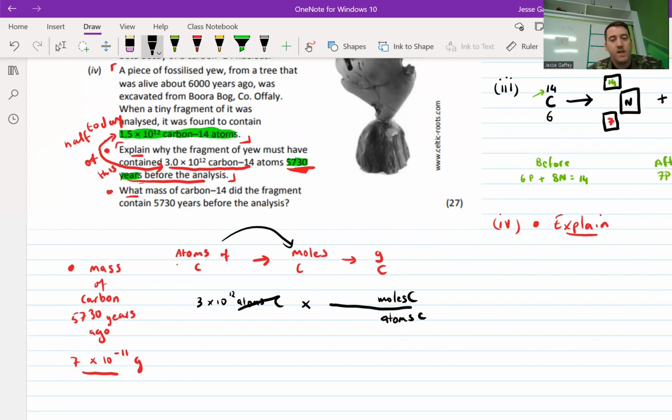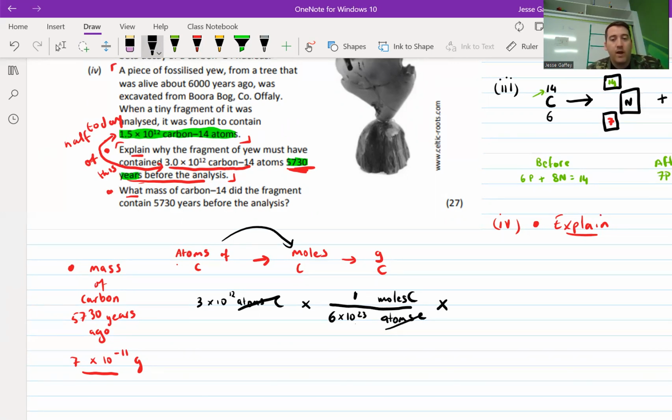So pause the video and take over if you were stuck and now you understand. Okay, so hopefully you understand that for every 1 mole of carbon, you have Avogadro's number of atoms, 6 by 10 to the 23. Okay, good. Now you can either do equals here and get a number of moles and then do grams, or you can just keep it going.